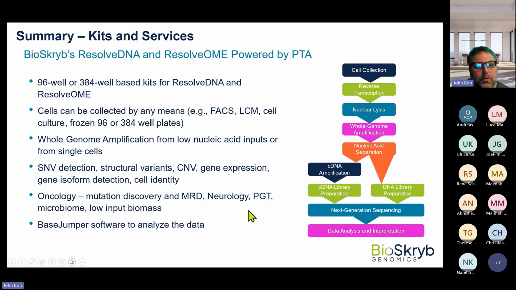And we do have BaseJumper software as well to help with analysis. We offer that as a service, or you could download BaseJumper Local if you have an appropriate system and do the analysis yourself.